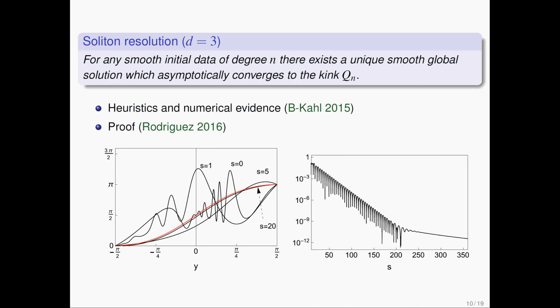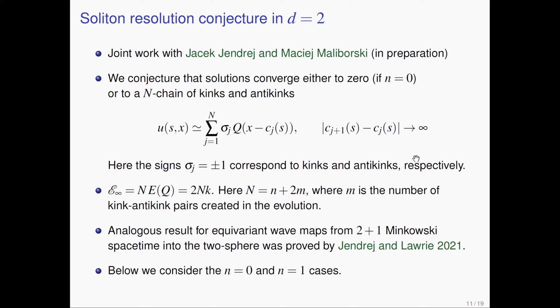So now let's talk about the more interesting situation, which is the critical dimension d equal two. And this is work in progress with Jacek Jędrej and Maciek Maliborski. And here is our conjecture. We conjecture that solutions either converge to zero, which is possible only if the degree is zero, or they converge to a chain of kinks and anti-kinks. This chain is written here. It's a finite chain. I should say that the kink is q and the anti-kink is just minus q. So the equation has an obvious reflection symmetry.